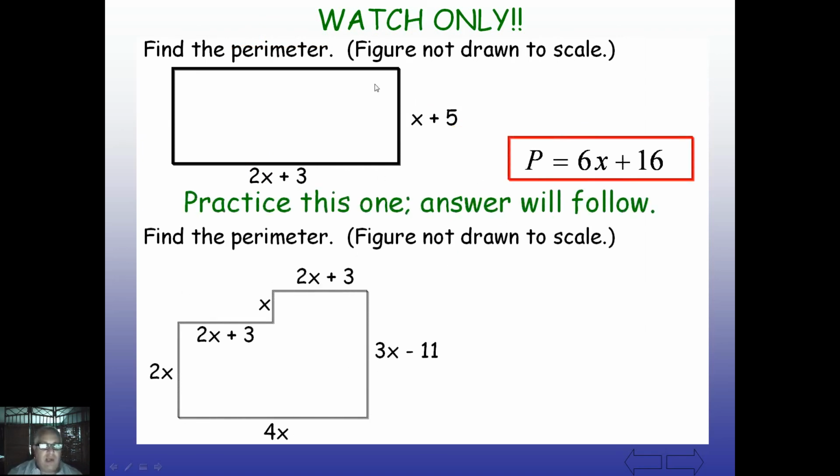Now, how about this one? Of course, I got the easy one, didn't I? I'm going to leave you there with a little bit more challenging one. Go ahead and give that a try. Count those x's and numbers, and let's see what you got.